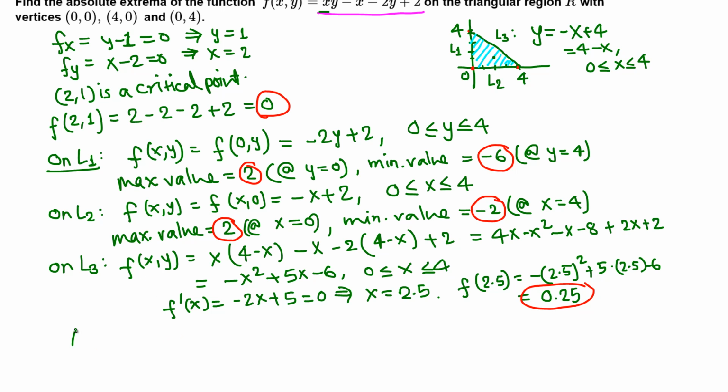So the absolute maximum, where is the maximum? 2. That's the biggest number. And the absolute minimum is negative 6. If you want to write down the location where they happened, the maximum 2 is at y = 0, x = 0, at the origin, 0, 0. The absolute minimum, negative 6, happened at y = 4, x = 0, that is, 0, 4.